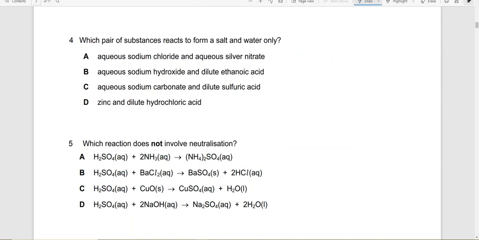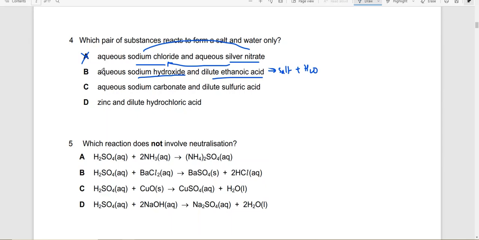Which pair of substances react to form salt and water only? If you react sodium chloride with silver nitrate, sodium will join with nitrate and silver will join with chloride. So no, it cannot be the answer. It is not forming salt and water only. You are reacting sodium hydroxide, which is a metal hydroxide, with acid. When a metal hydroxide reacts with acid, yes, salt and water are formed. So the answer would be B.